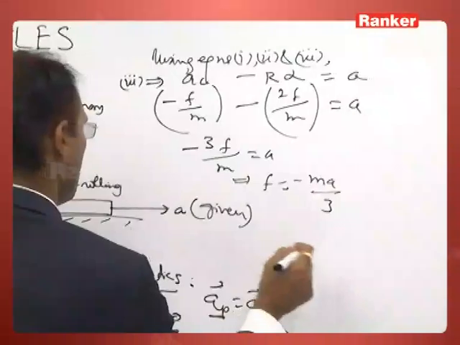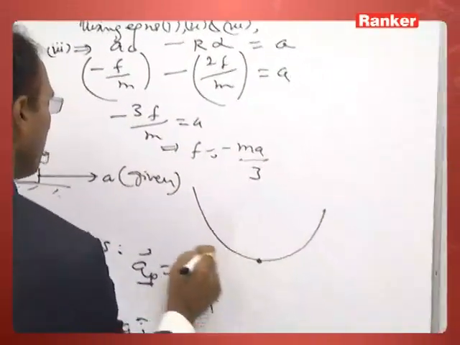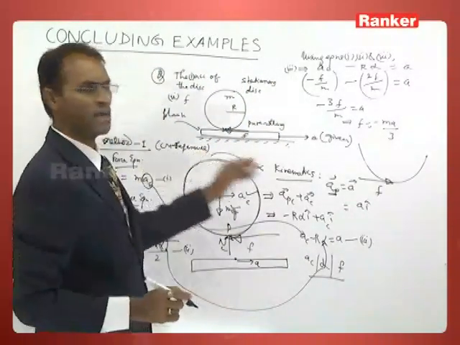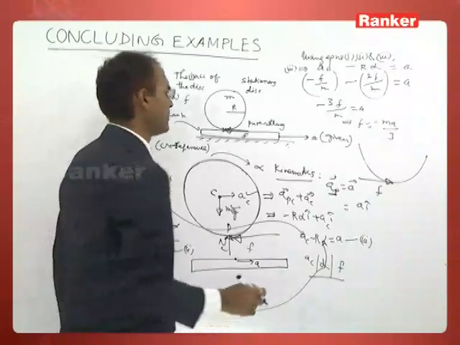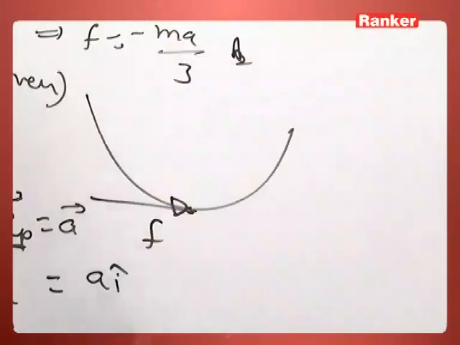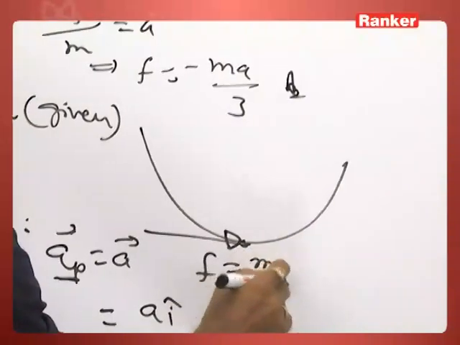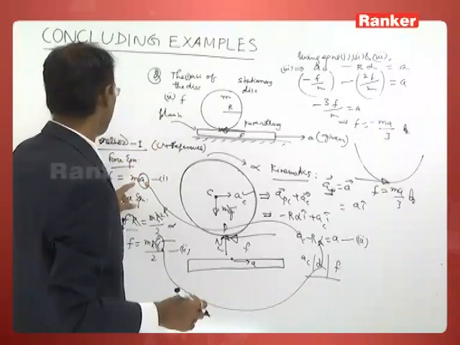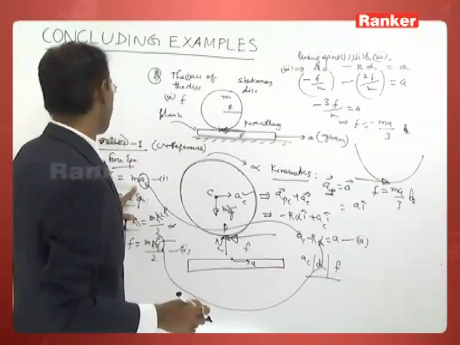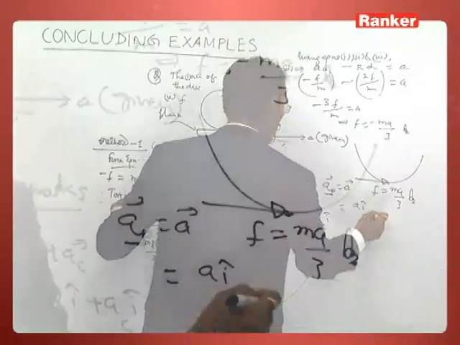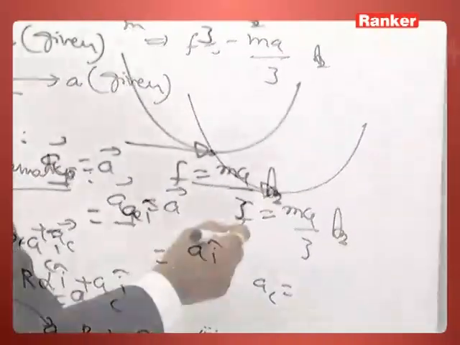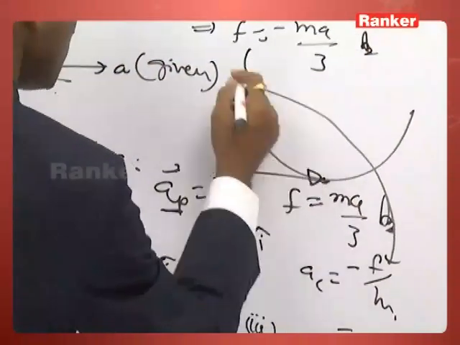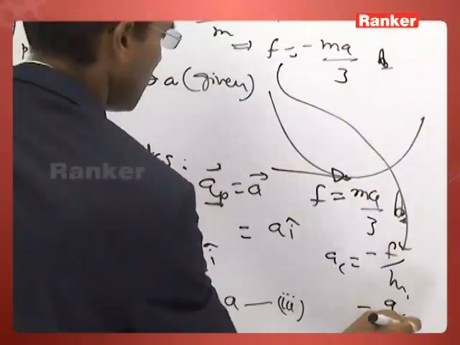Physically, it is evident that the force of friction acting on the disc is directed towards right. That's the idea. And its magnitude is equal to MA by 3. Answer. Once you get the force of friction, then the acceleration of the center of mass of the disc we can calculate. AC is equal to minus F by M, but the force you are getting is this much, minus into minus plus, that is A by 3. Answer.